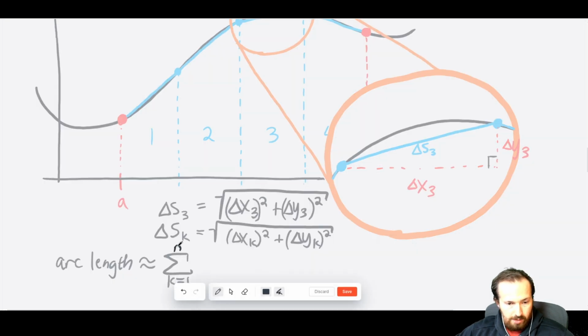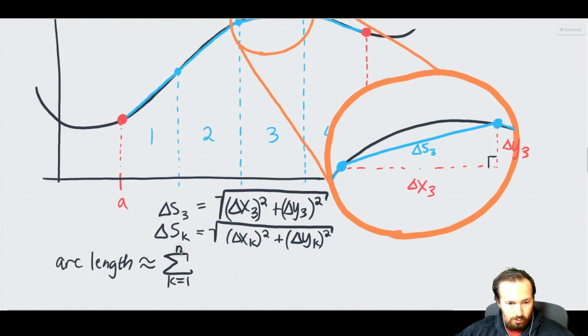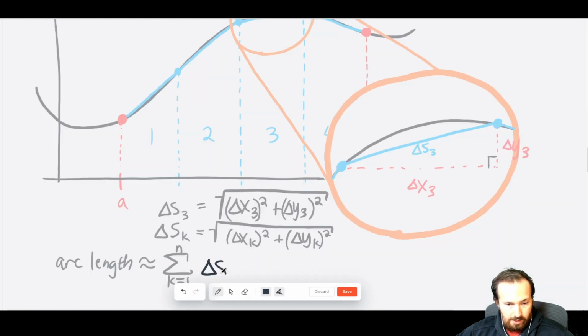And then n, just like with Riemann sums, represents the number of partitions. So in this drawing, I only have 4, but you could have more, so we want to keep it general. Basically, we're going to add up delta sk. So very simple. If we can find delta s1, 2, 3, 4, we just add them up.